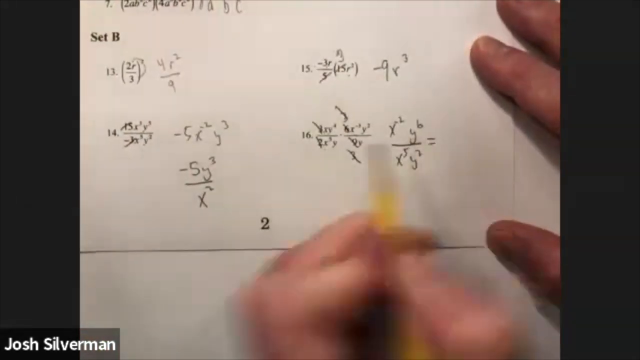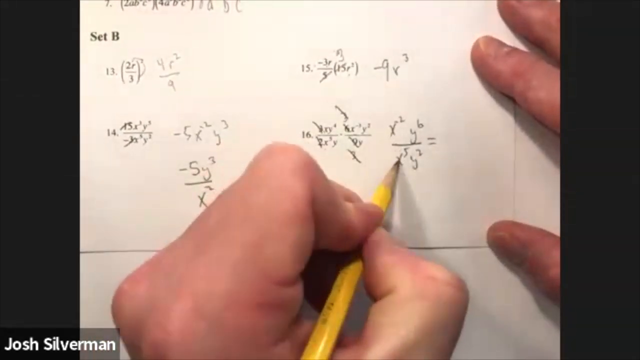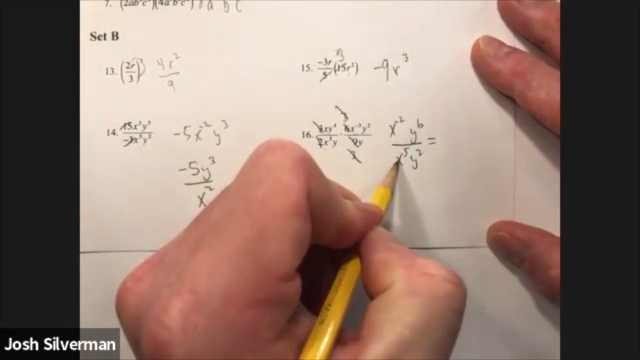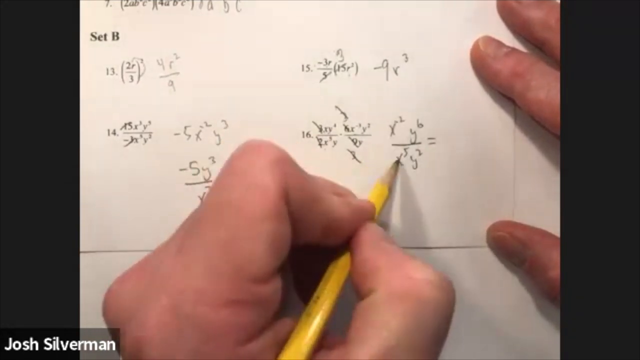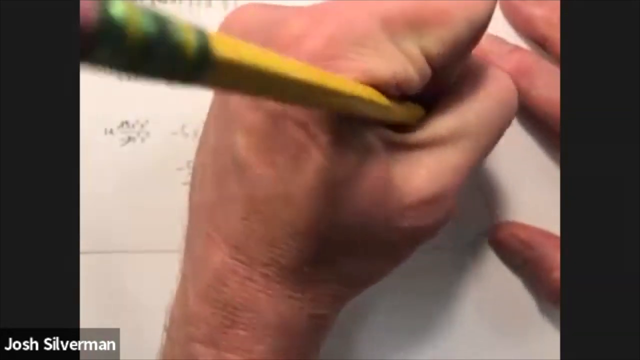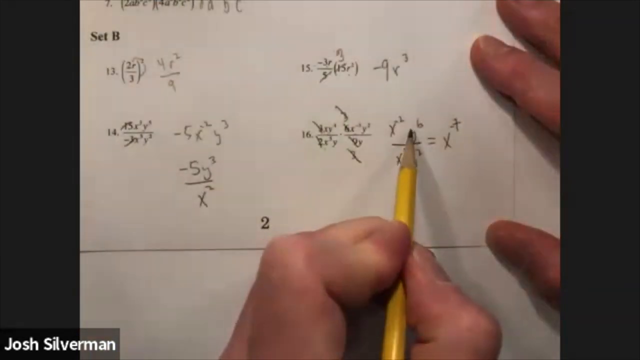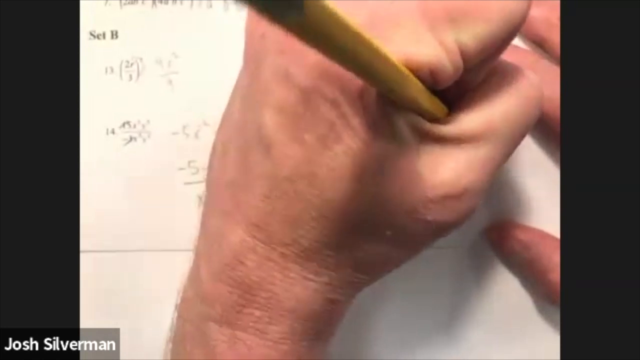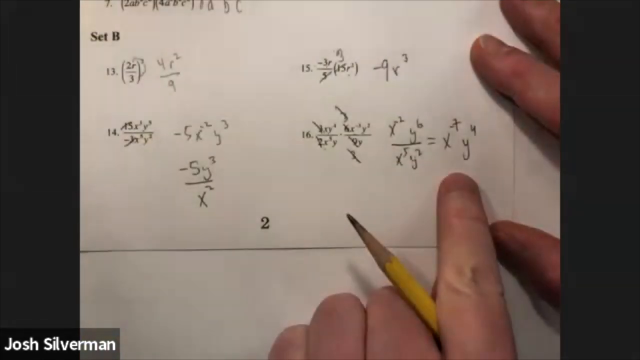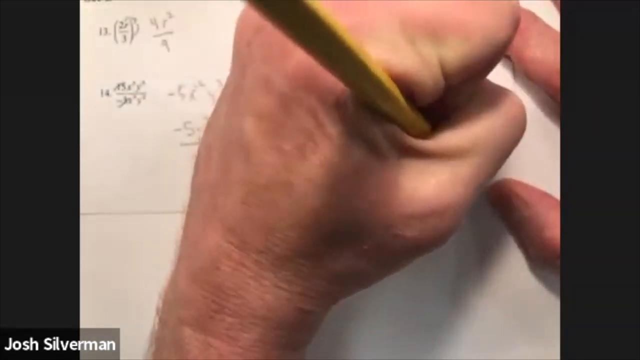All right, use the divide rule. x to the negative 2 divided by x to the 5th is negative 2 minus 5. That is going to be x to the negative 7. 6 minus 2 is 4, but flip it so that there's no negative exponents. Final answer, y to the 4 over x to the 7.